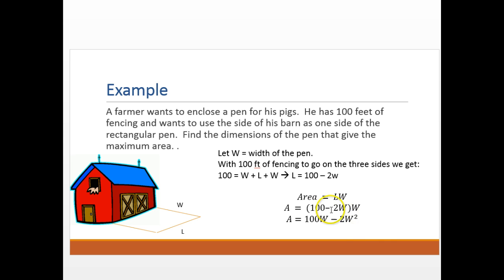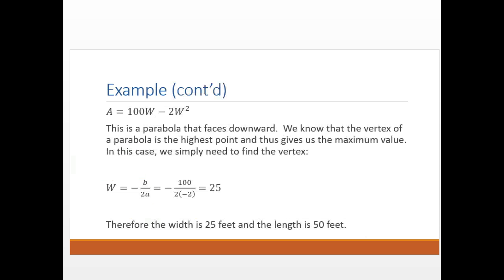Now this is where we have to conceptually understand this problem. This is the formula for a quadratic equation. We know this is a parabola facing downward. And we know the highest point on a parabola facing downward is the vertex. This is a formula for the area. And therefore, if I'm looking for the maximum area, I'm looking for the highest point on the parabola. So I'm not necessarily going to solve this equation. I'm actually going to take this and look for the vertex.